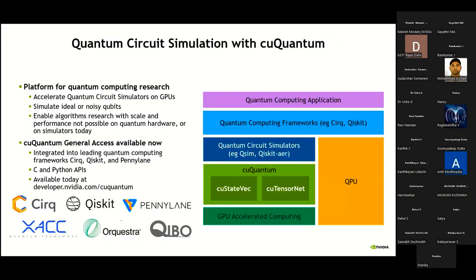With that, I would like to say NVIDIA is not developing any quantum computer. We do not have any quantum computer. What we have is acceleration of the existing frameworks, like any simulations you do using Cirq, Qiskit, or PennyLane, all are accelerated using NVIDIA GPUs, right?